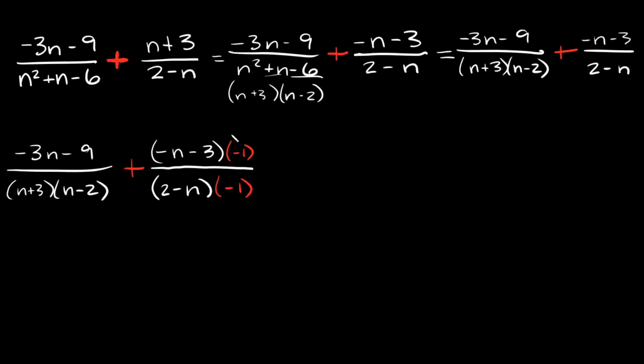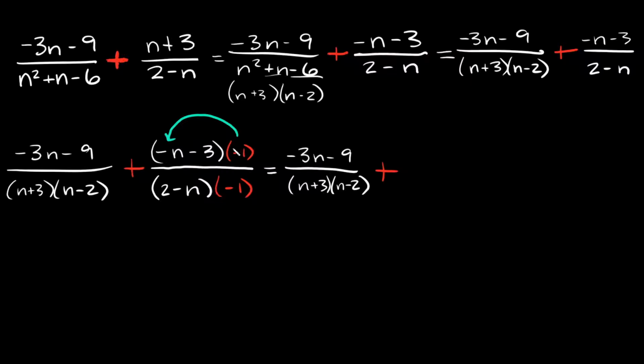So all you do is essentially distribute it. So first of all, let's bring this over. So again, negative 3 minus 9 over n plus 3, n minus 2, right? And then we're adding this one right here that we're about to change. Okay, so all you really have to do is distribute the negative 1 inside of the parentheses, right?